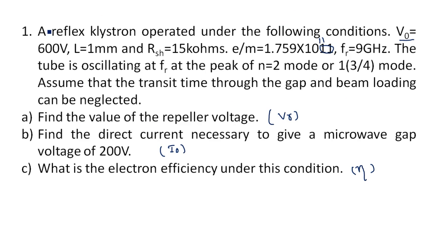Okay, now coming to problem B. What do you mean by B? In the B case, find the direct current necessary to give a microwave gap voltage of 200 volts. That is nothing but I0, which we need to calculate.